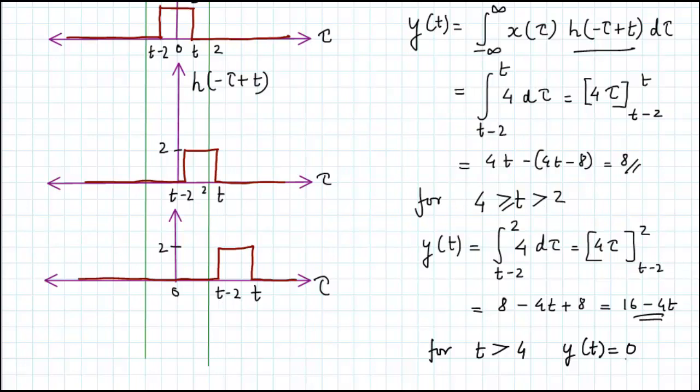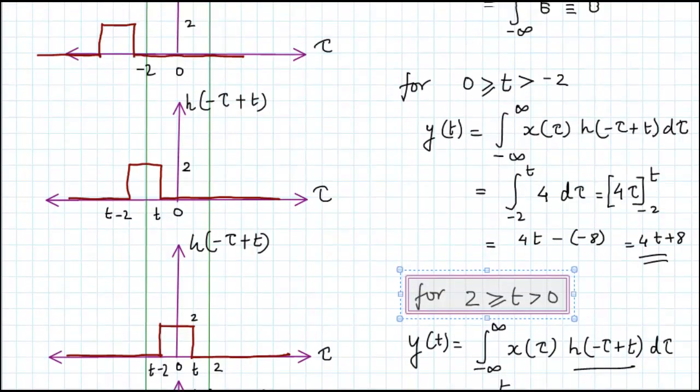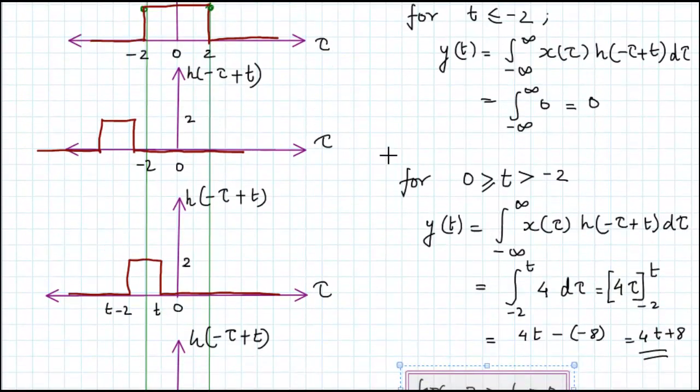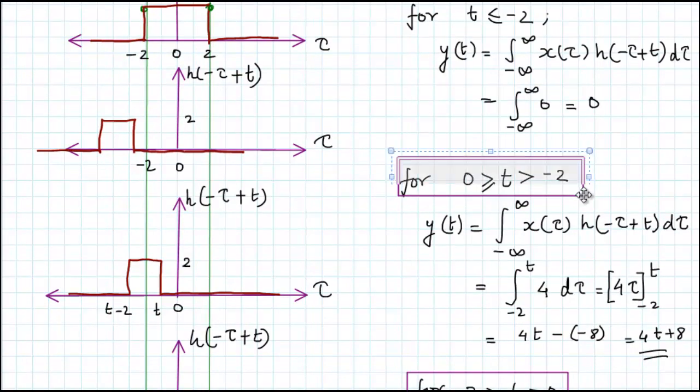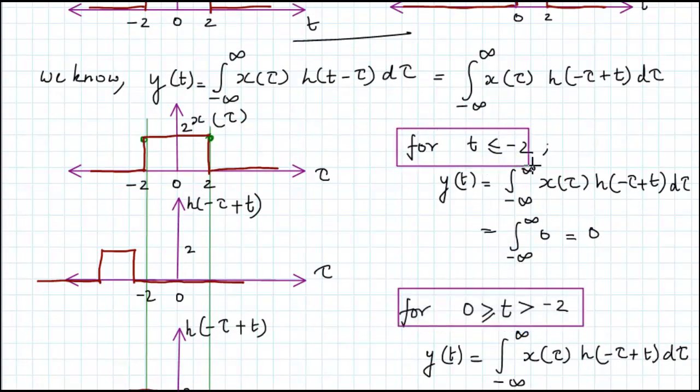So this has given me 4 equations. One is for this time, another is for this time, then another is before that, between 2 and 0, then another one between 0 and minus 2, and then the final one for less than minus 2. And I will write the final equation for all these values.